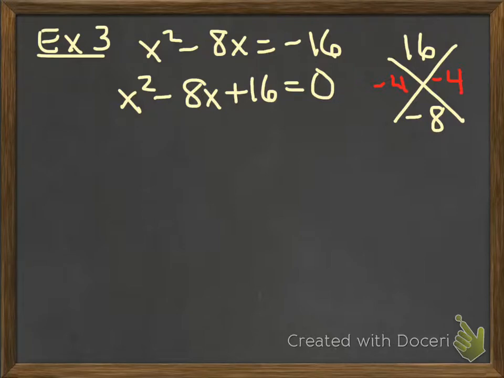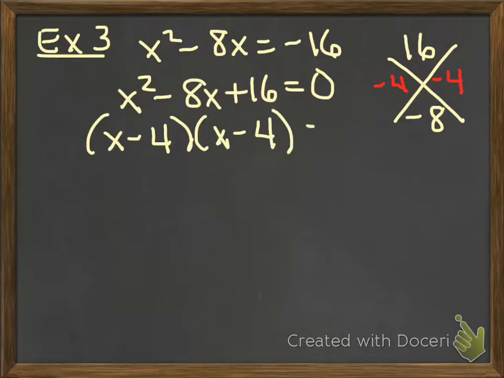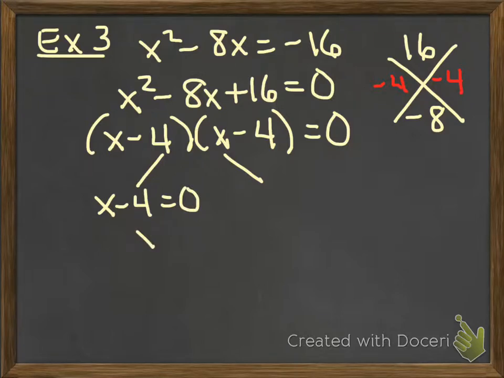So now we can factor that. This is x minus 4 times x minus 4 equals 0. The two answers are going to be exactly the same. This is x minus 4 equals 0, and so is the second one. So x equals 4. And since the answer is the same for both, you can just write it down once.